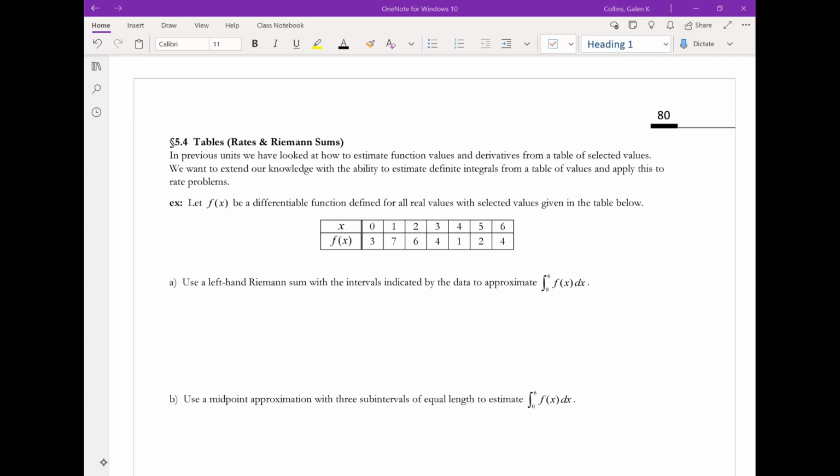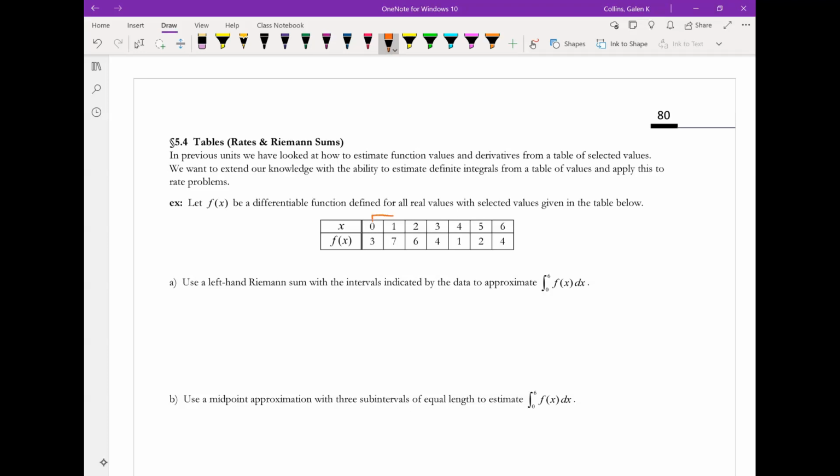So in this first example on page 80, we're given a differentiable function f, and we are given just some values of f in a table. And we are asked to use a left-hand Riemann sum with intervals indicated by the data to approximate the definite integral of f from 0 to 6. So when this says intervals indicated by the data, we just use the intervals that are given to us in the table. So when we're doing a table problem like this, I always like to sketch my rectangles on top.